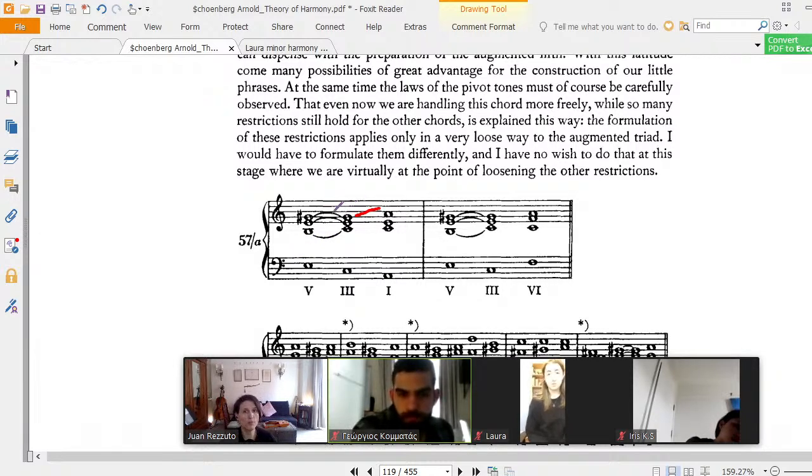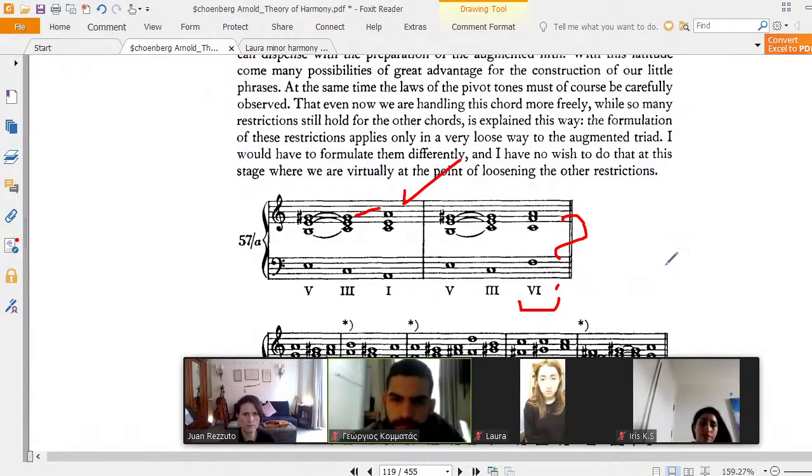Why is that? Because it's a dissonance, so you have to prepare it through the dominant, with the raised seventh, and then it resolves to the one. Now, why couldn't we do this resolution? So this resolution is okay. Why can't we do this resolution to the six? In this case, this would be wrong.